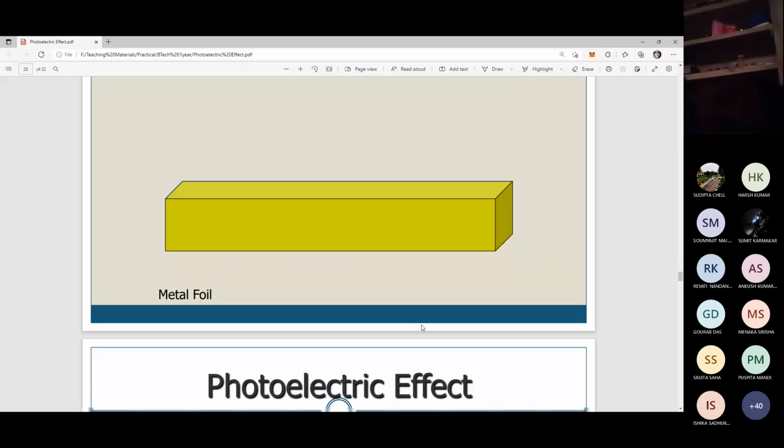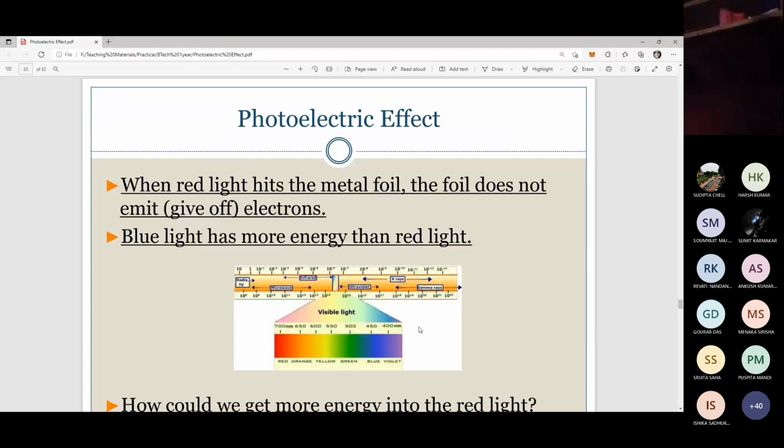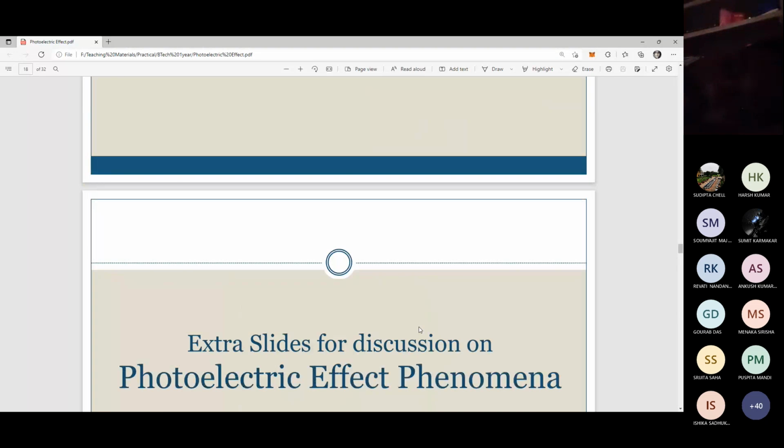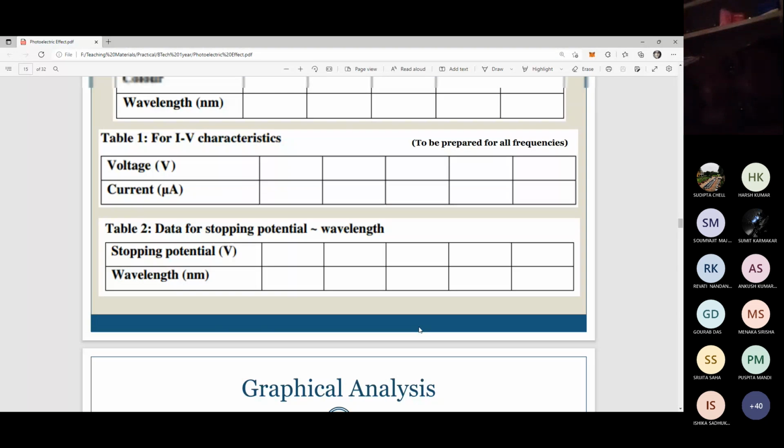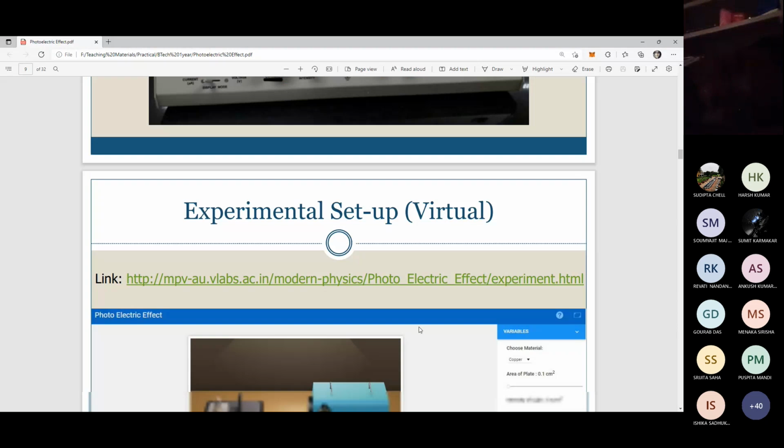Now more detailed explanation is given here, but I am not interested in going through it. Now we go to the experiment. This is the experimental link.